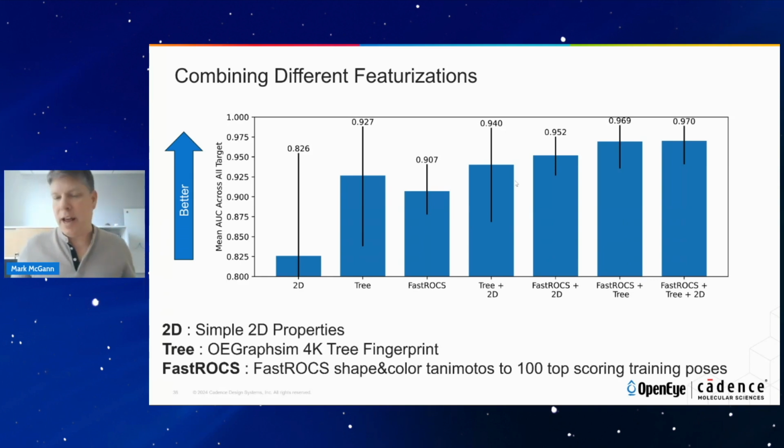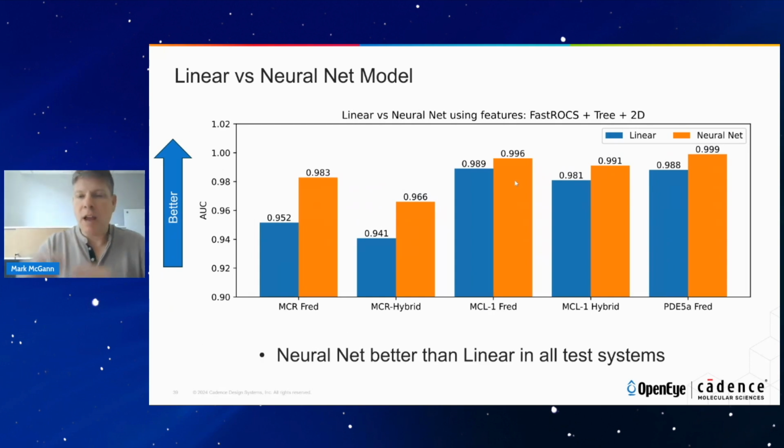If you combine and have a larger, more descriptive featurization, you start to do better. Particularly when you're using the FastROCS and the tree fingerprints, you do really well. Throwing in the simple 2D properties helps a little bit, but it's a really minimal effect. But these are also super cheap to include. So in our results and in the release version, we actually use the FastROCS, tree, and 2D fingerprints when we do this. So everything I just showed you was using a linear model. And the question is, what happens if we switch over to using the neural net model I talked to you about?